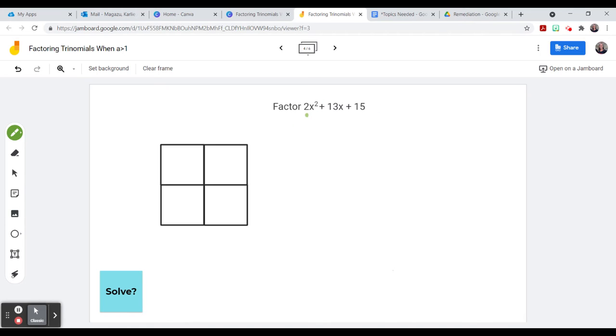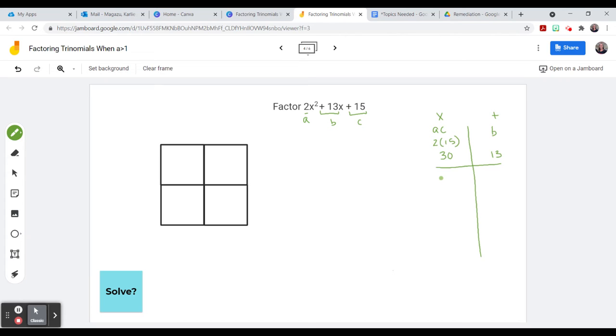All right, first things first. We need to identify, is there a greatest common factor? Nope, there isn't. So now I'm like, what's my A value? It's 2. What's my B value? It is 13. And my C value is 15. Same exact deal. A times C, 2 times 15 gives me 30. My B value is 13. So, quick recap, I'm looking for factors of 30. What multiplies to 30 that can add up to 13?